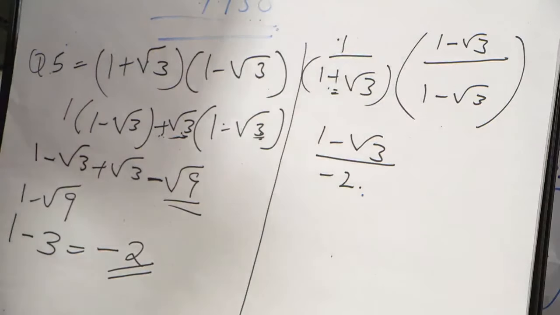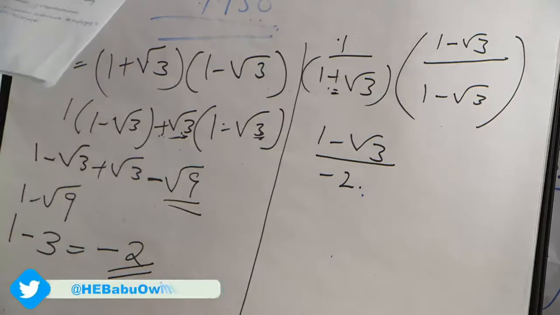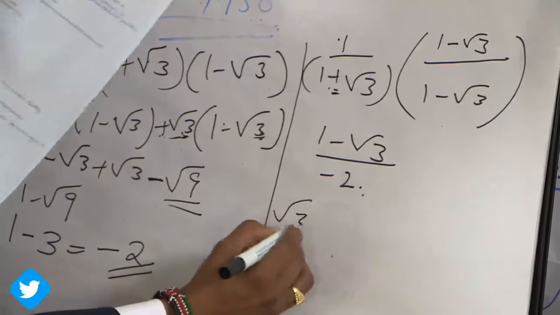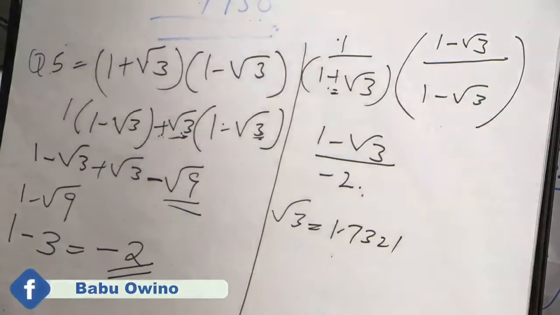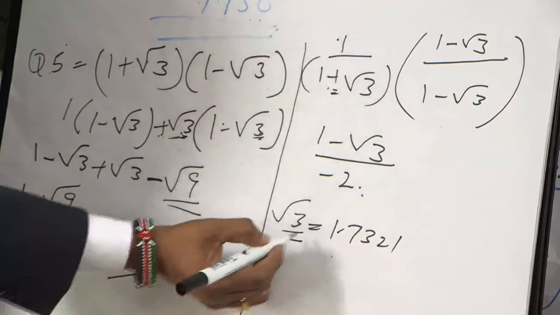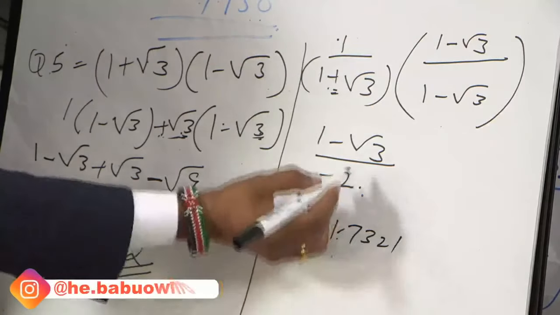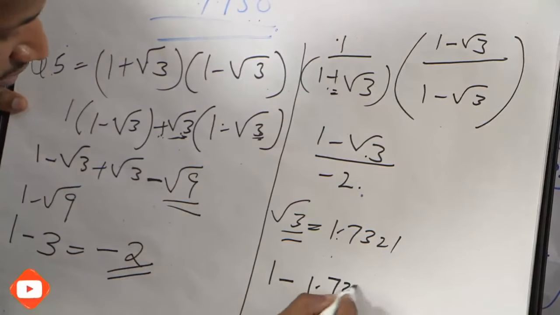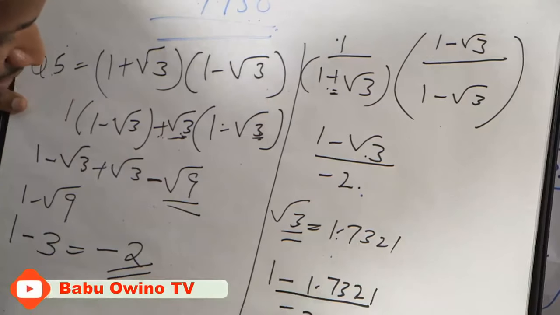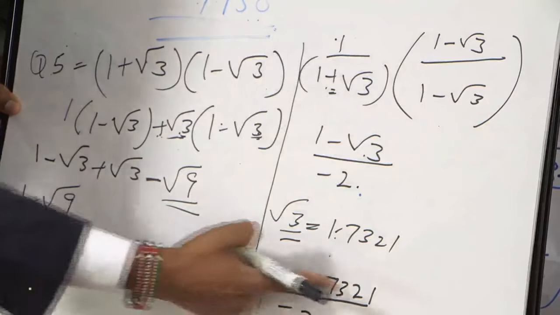Hence evaluate to 3 significant figures. Given that root 3 equals 1.7321, wherever there is root 3, you replace it with 1.7321. So we have 1 minus root 3, that is 1.7321, divided by minus 2. Solve the numerator alone.